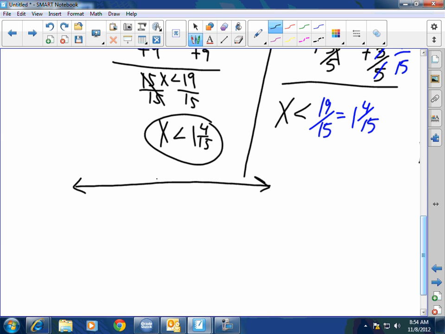Okay, now, this is going to be 0. What is 1 and 4/15ths between? 1 and 2. So you got to at least go like this for me. 1 and 2. Okay? And then this is going to be 1 and 1/15th, 1 and 2/15ths, 1 and 3/15ths, and 1 and 4/15ths. So this is going to be an open circle. Am I going to go to the left or to the right? X is less than 1 and 4/15ths. So I'm going to the left. Does that make sense, gentlemen? Yes, sir.